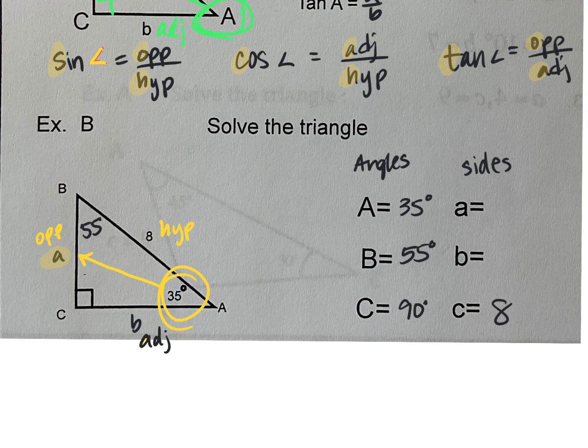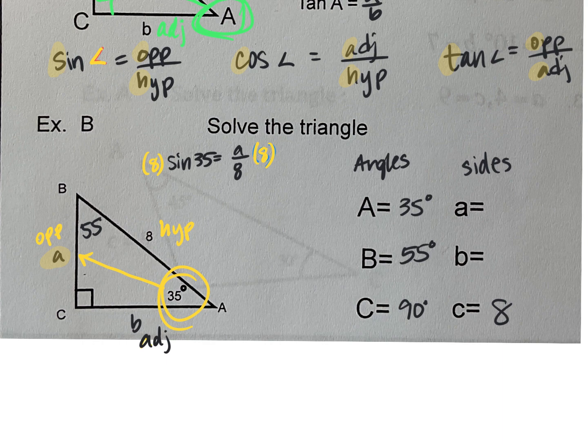If I did tangent, the tangent of 35 is A over B. I'd have two unknowns. So let's just do it. We're going to say the sine of 35 is opposite over hypotenuse. So we're going to say A over 8. Does that sound right? How would I get A all by its lonesome? A is being divided by 8. So I'm going to multiply by 8.